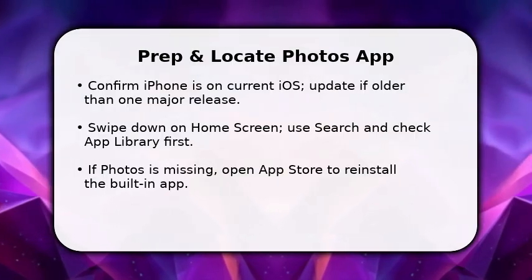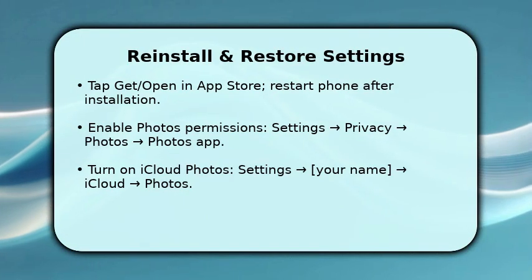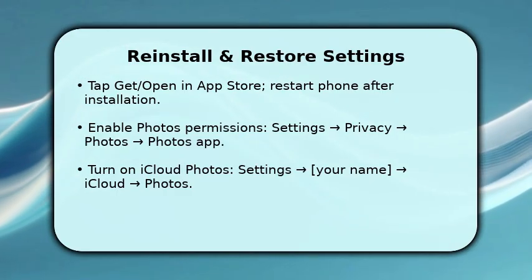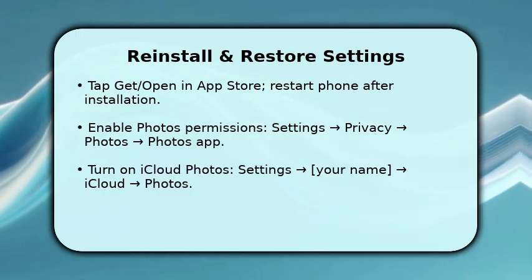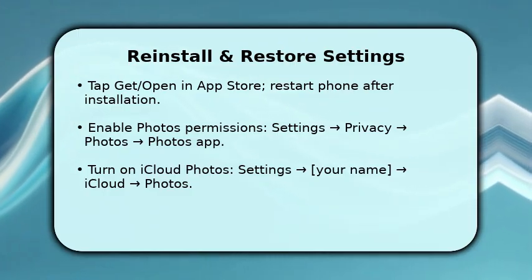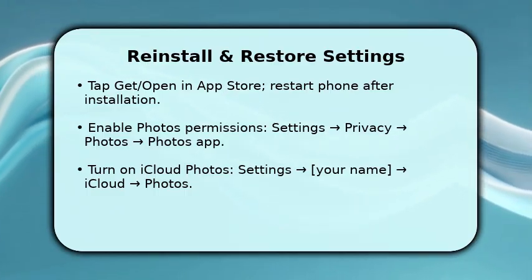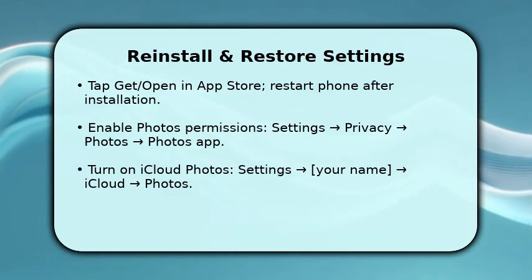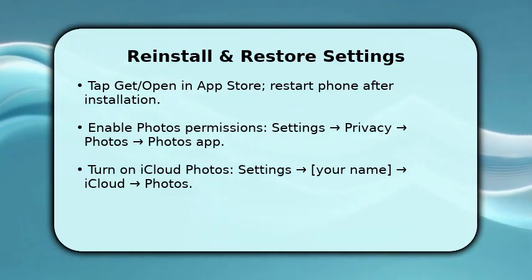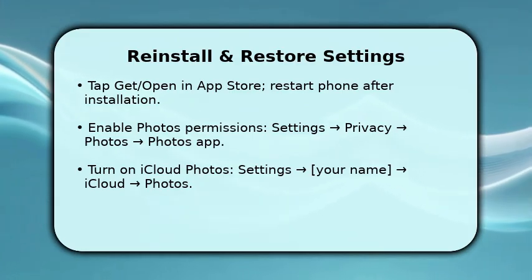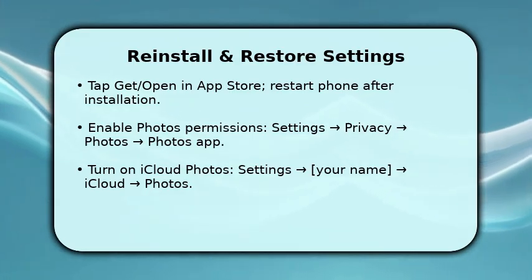This prevents odd behavior. Next, open Settings and grant Photos the necessary permissions under Privacy so the app can access media and the camera roll. Then enable iCloud Photos from your Apple ID settings if you use Cloud Sync. This pulls your library back down. Make sure you're on Wi-Fi and have sufficient iCloud storage. These steps reconnect the app to your account and permissions so your pictures appear properly.